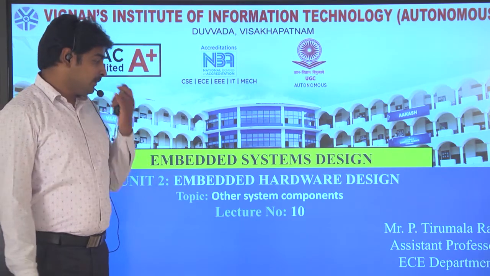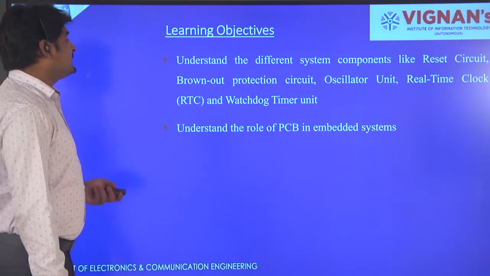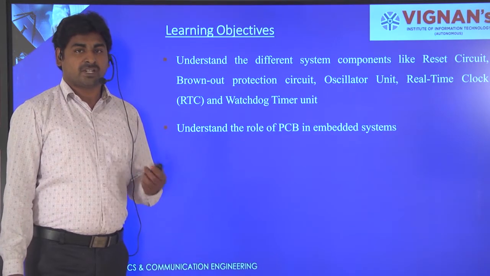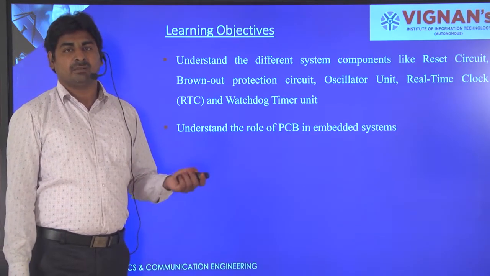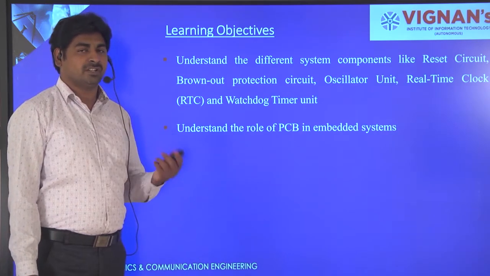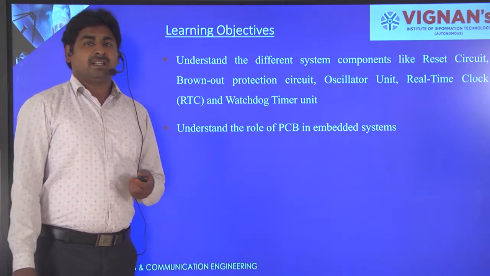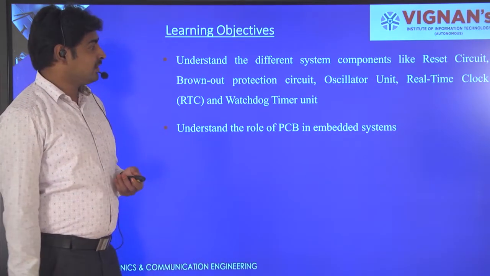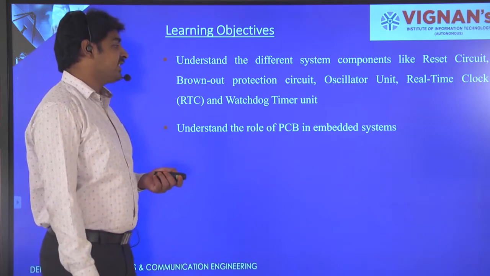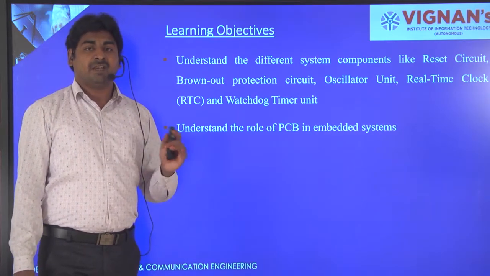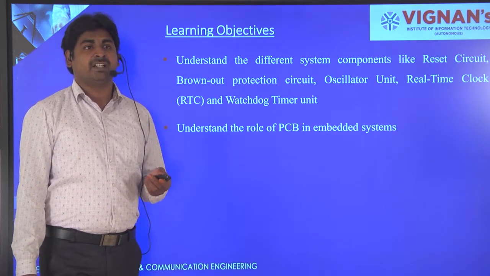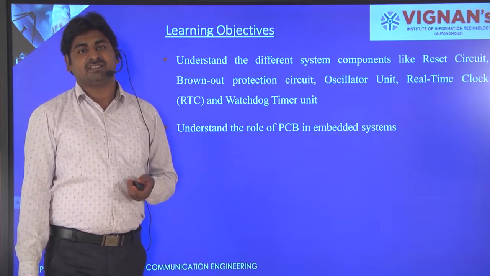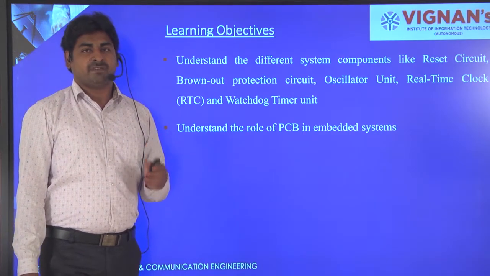Let us learn about other system components. These other system components are used by embedded systems to protect the embedded system both in hardware as well as in software. If something wrong is going on in the embedded system, then these other components like reset circuit, brownout protection circuit, oscillator unit, real-time clock and watchdog timers are used to protect the embedded system. They will also make sure that the software present in the embedded system is executing in a perfect manner.